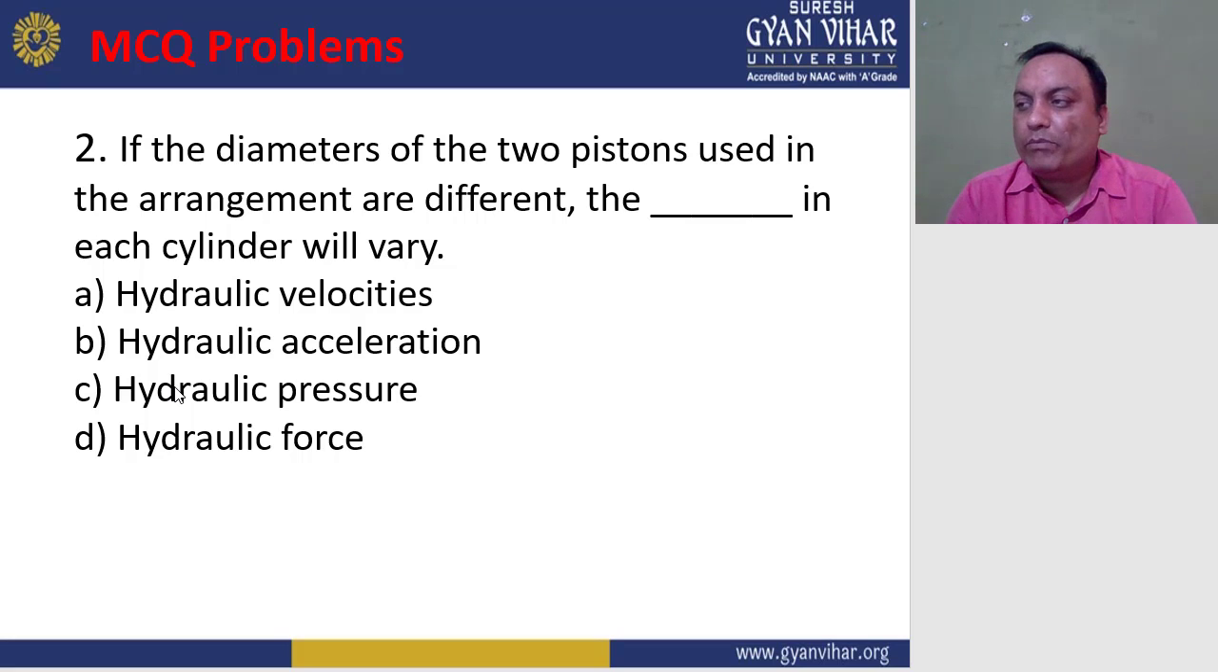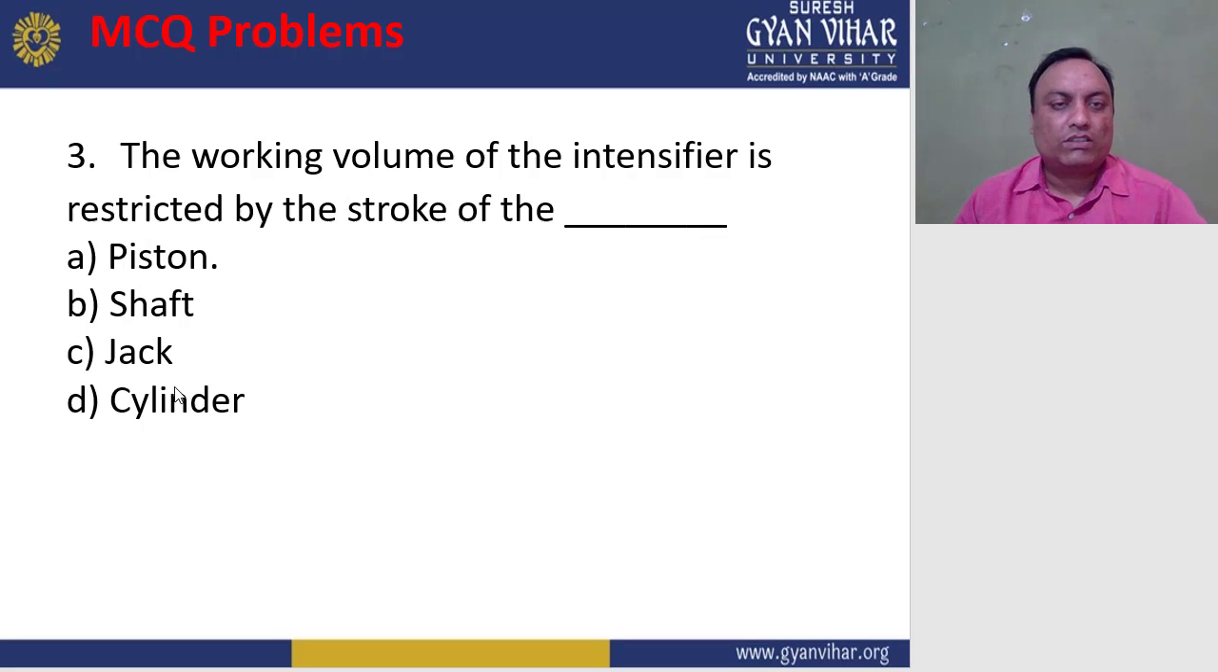The hydraulic pressure in both the cylinders will change in the same ratio as their areas. The smaller piston will give rise to the higher pressure. It applies pressure in all directions, so the force is different. So if the arrangement is different, the hydraulic pressure in each cylinder will vary. So option C is right for this case. Then we move to the next question, question number 3.